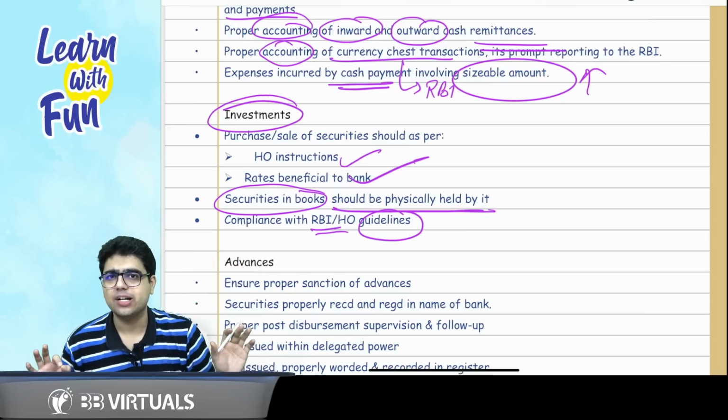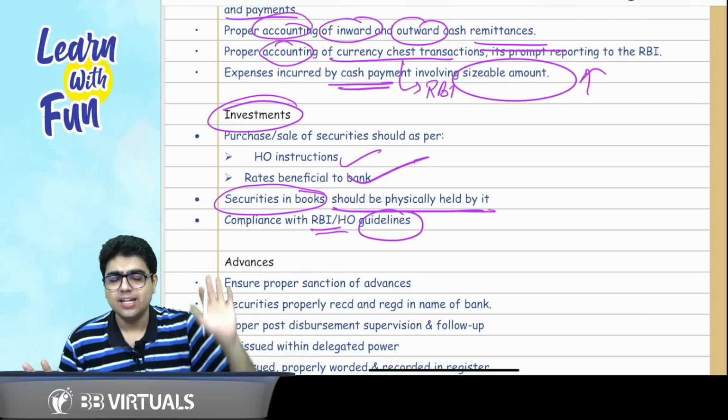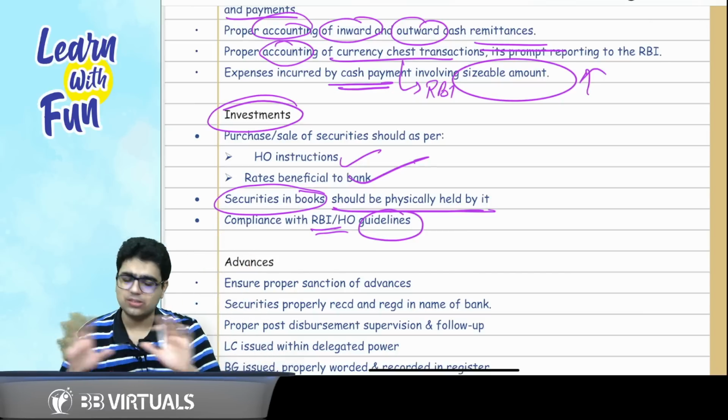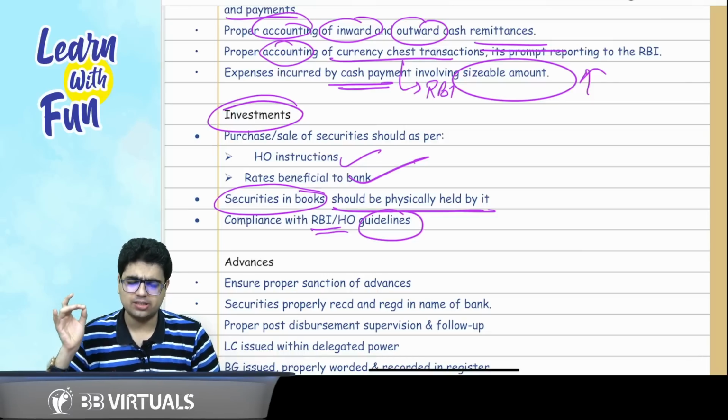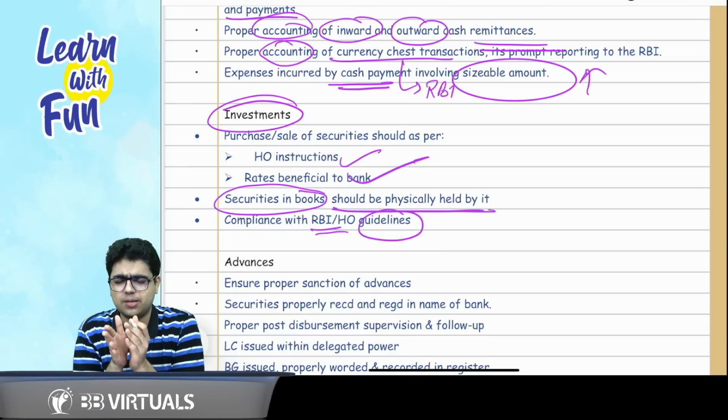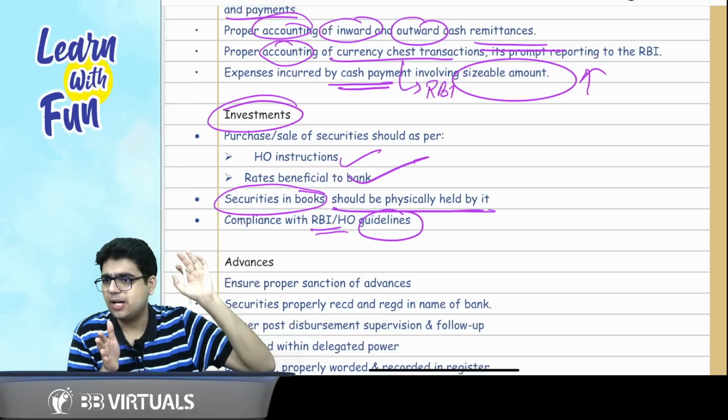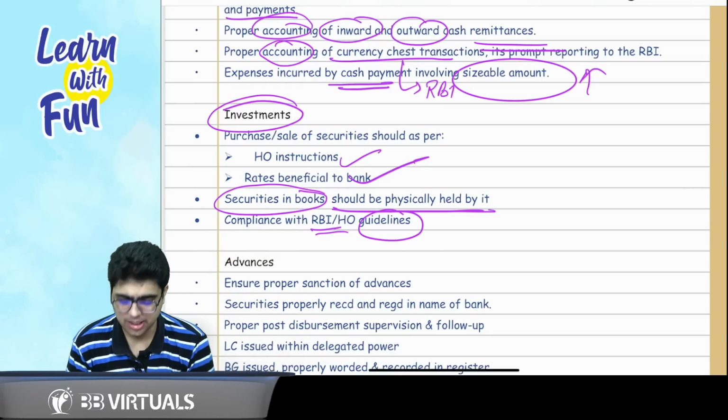Please read concurrent audit. Don't spend too much time on it. Okay? Just read these points more and more. That's all that you need to do. Again, investments: purchase and sale as per the head office instruction and at the rates beneficial to the bank. Whatever investments are there in the books of accounts should be physically held by it. And the last point is comply with the RBI and head office guidelines.